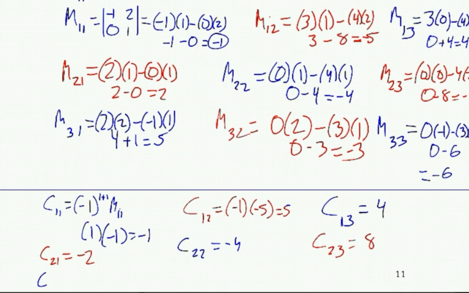Final row, c sub 3, 1. 3 plus 1 is an even 4. So it's going to keep the same sign as the minor, so it's going to be staying at positive 5. C sub 3, 2, row 3, column 2. 3 plus 2 is 5, so it's an odd number, so it's going to be opposite. So it's going to be the opposite sign of that negative 3, so that's going to give us a positive 3. And finally, C sub 3, 3. 3 plus 3 is an even 6. So we're going to keep the sign of our minor, so it's going to stay as negative 6. Whew, that's a lot of work. If you're at home, take a break.